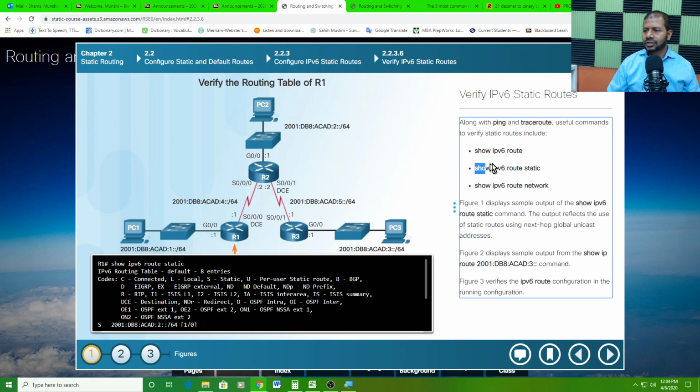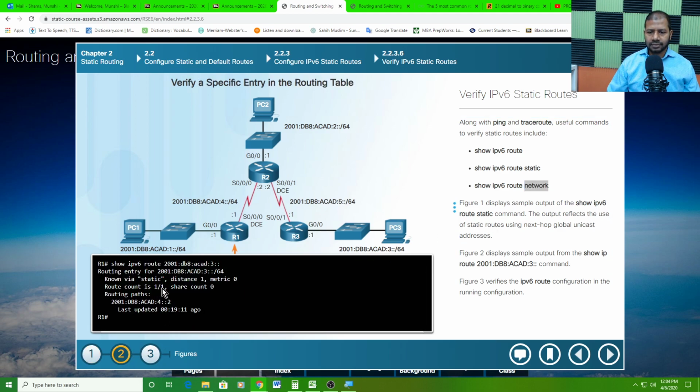Show IPv6 route static. It will show you all the static entries, not the dynamic ones, only the entries that you wrote down manually. Those will be shown. Show IPv6 route and then a network address, a destination network address. So on whichever line in the routing table having the reference to that network, only those lines will show up.